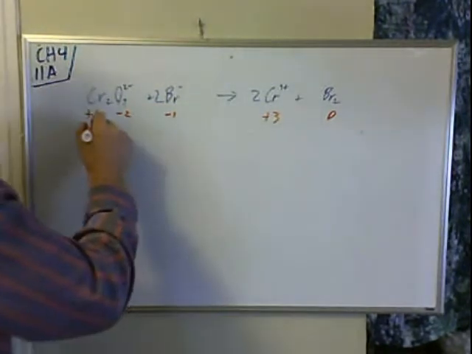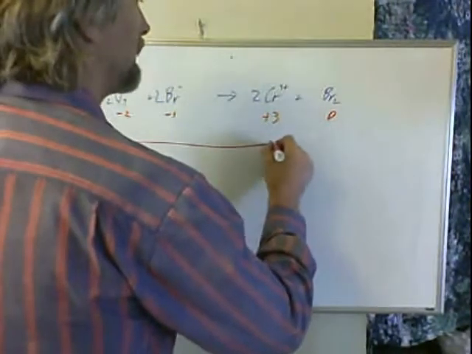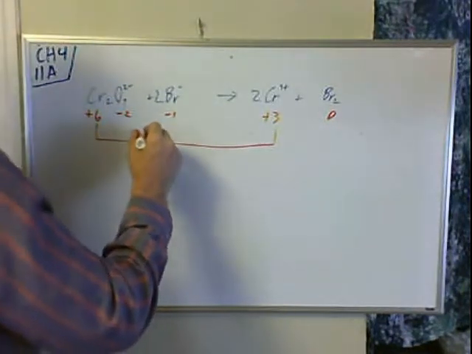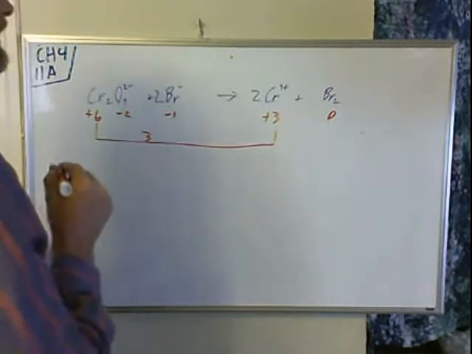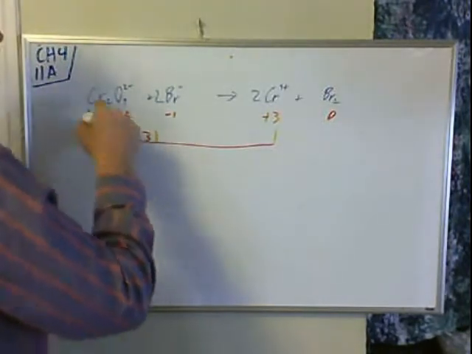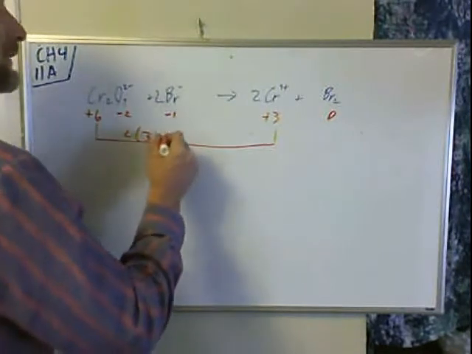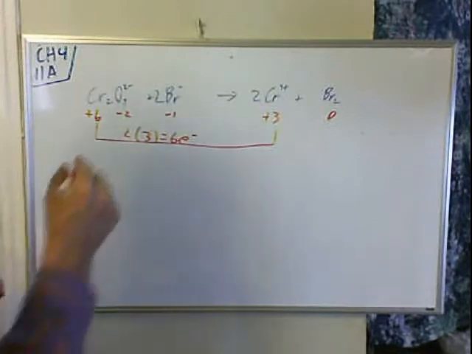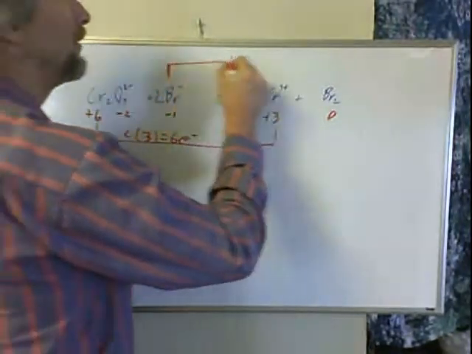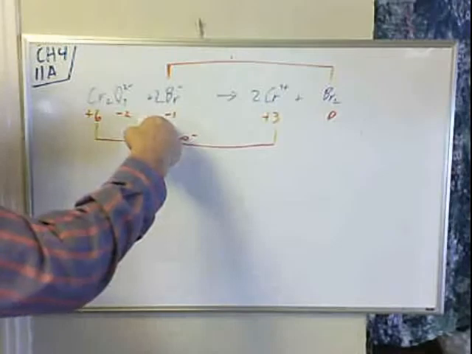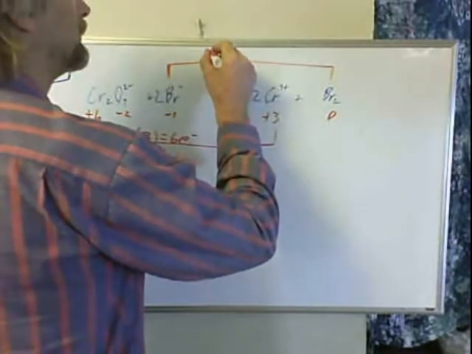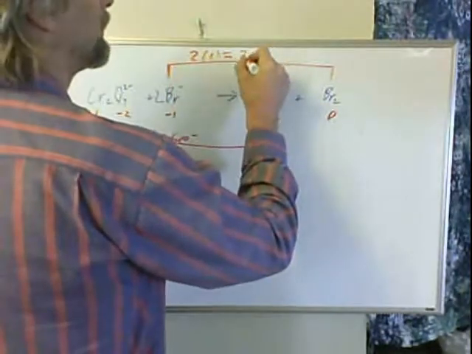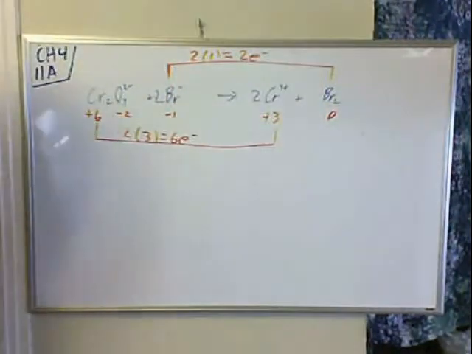We're going from chromium 6+ to chromium 3+. We're changing by a factor of 3, but we have 2 chromiums, each changing by a factor of 3, so a total of 6 electrons being transferred. For bromine, we're going from -1 to 0, but we have 2 of them, so we have 2 electrons being transferred.